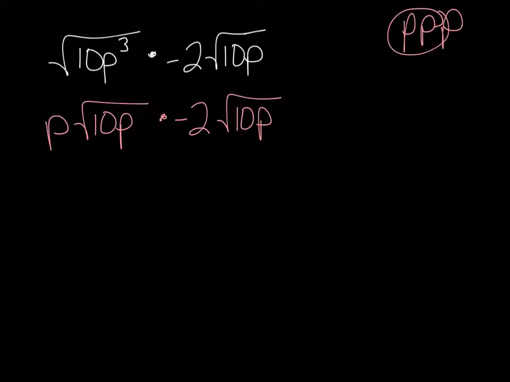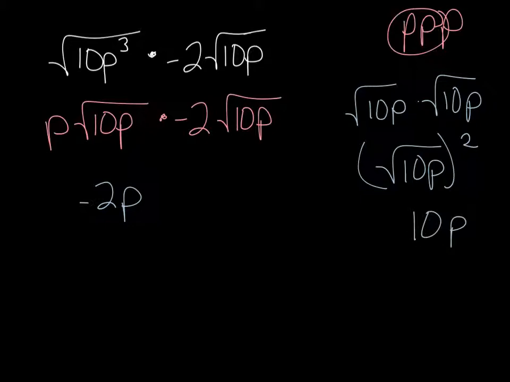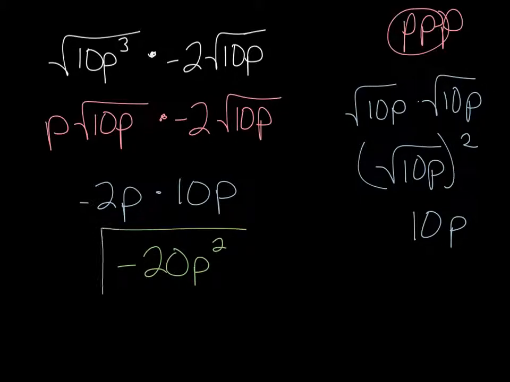Now we go to multiply the outsides. P times negative 2 is negative 2p. And we have, like we did on the last problem, the radicals are the same, which means we're squaring a radical. And the square and the radical are inverse operations, so they cancel, leaving you with 10p. So we multiply that, we get negative 20p squared. Another example where we were able to eliminate the radical.